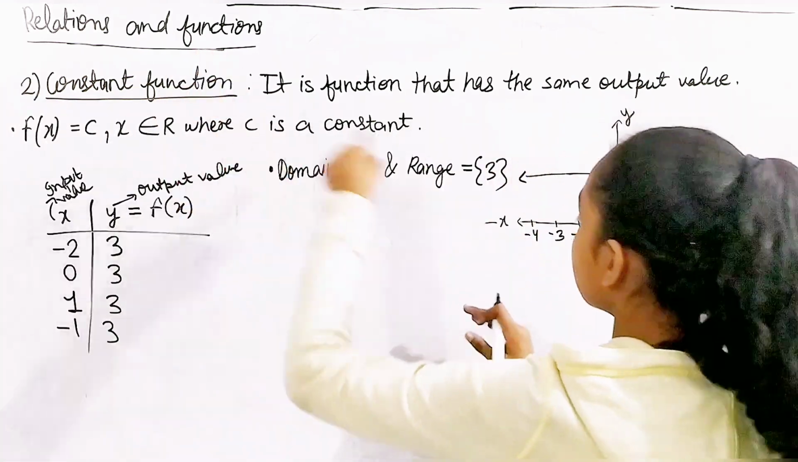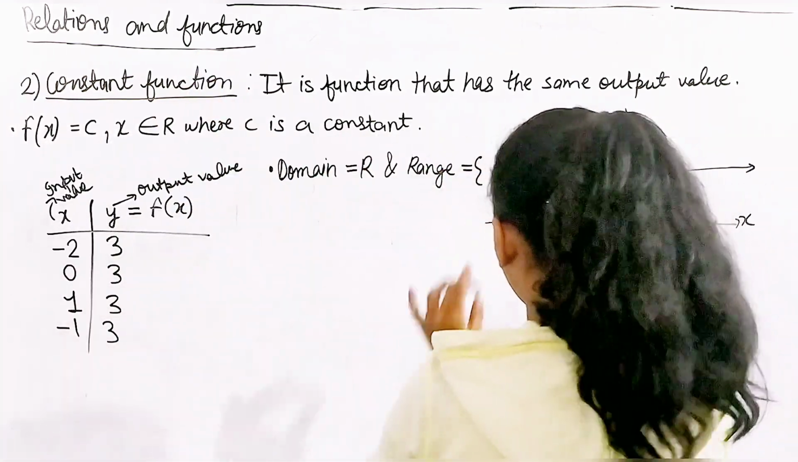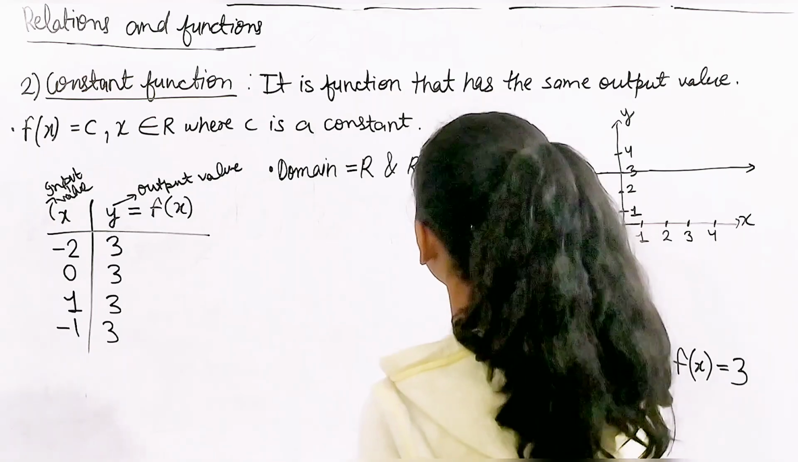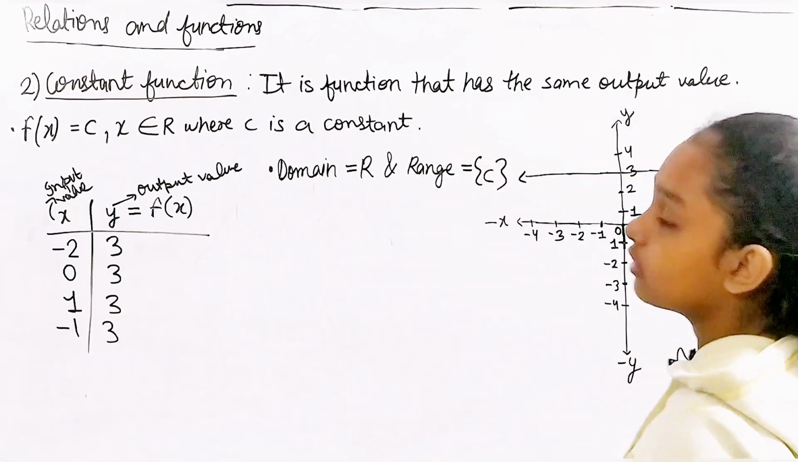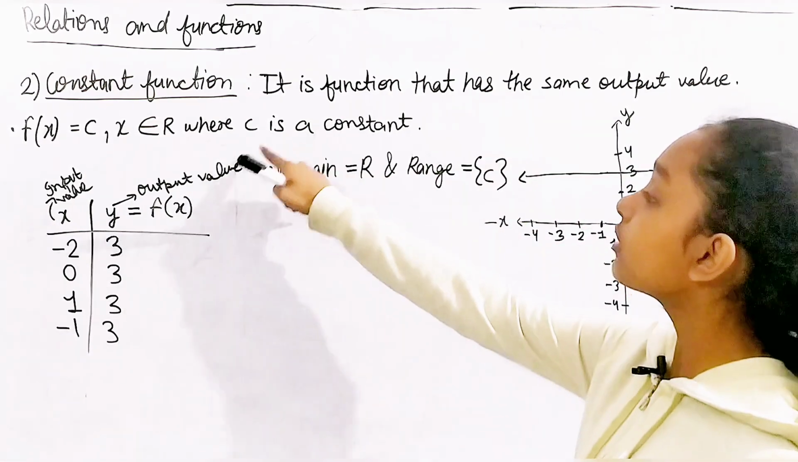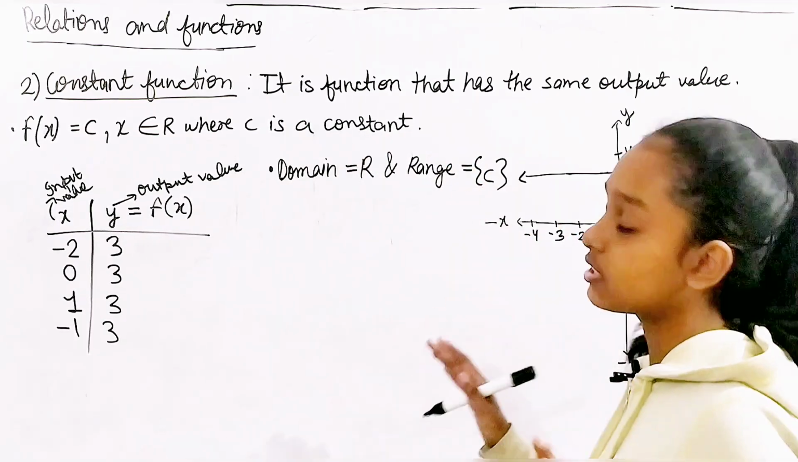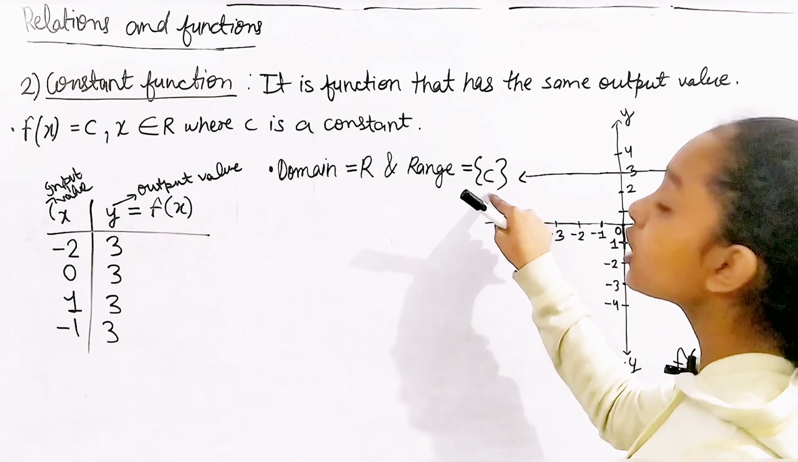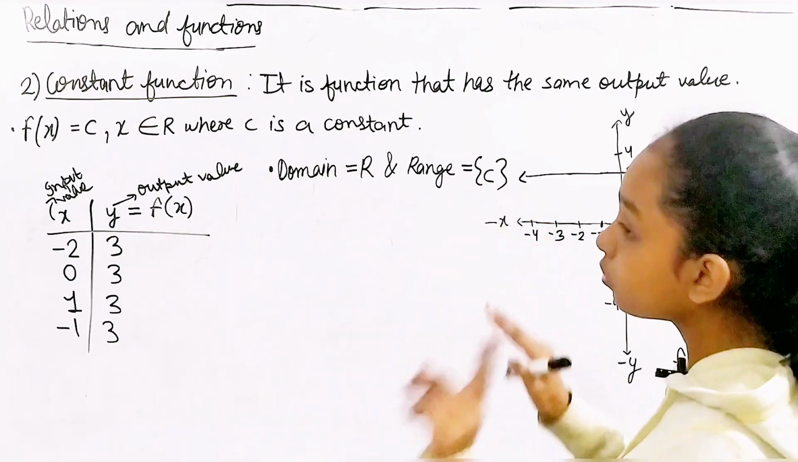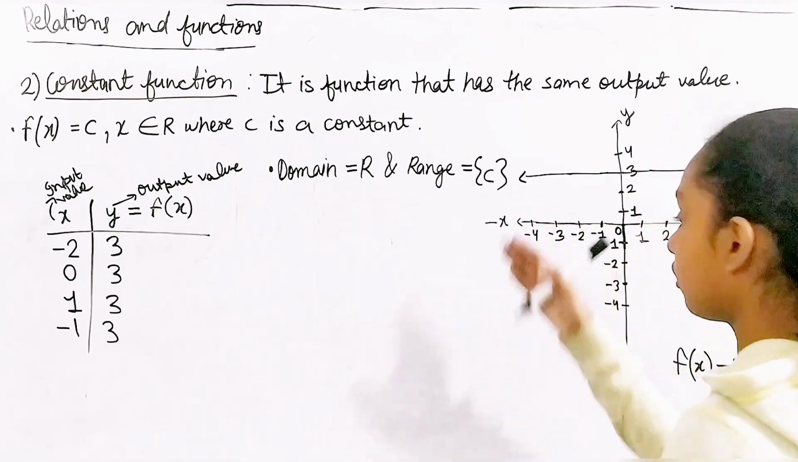So domain is equal to the real numbers, but the range will be the output value. If I say it this way, then let's say c, so range is equal to c. That's fixed because we know that c is a constant. So the range will be c, nothing else. And this is a singleton set, as we can see, there's only one element here.